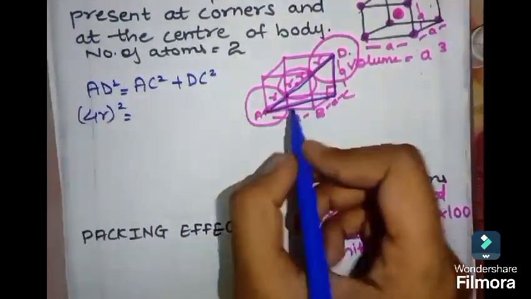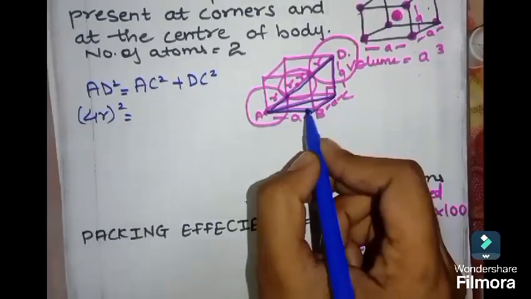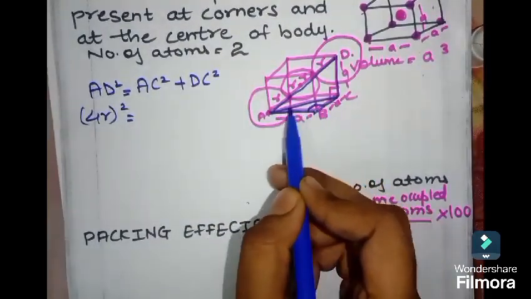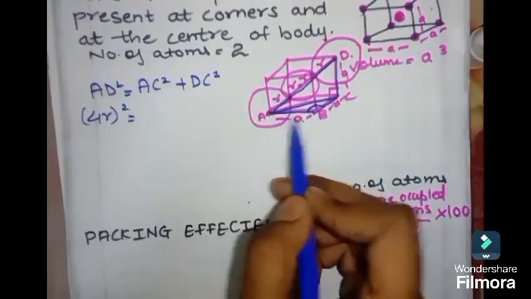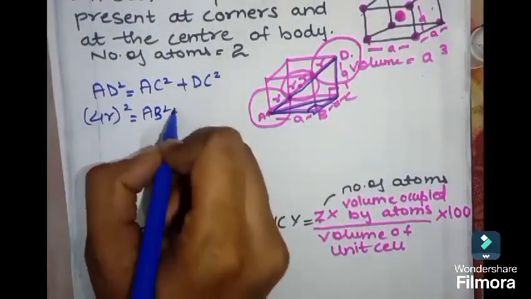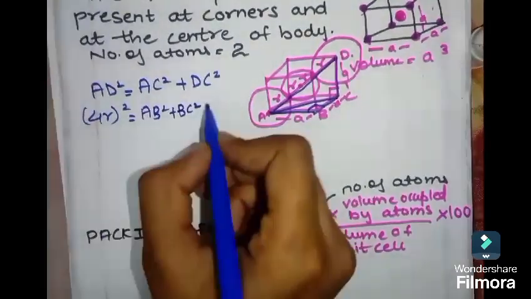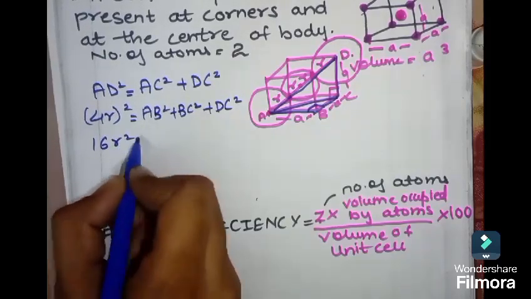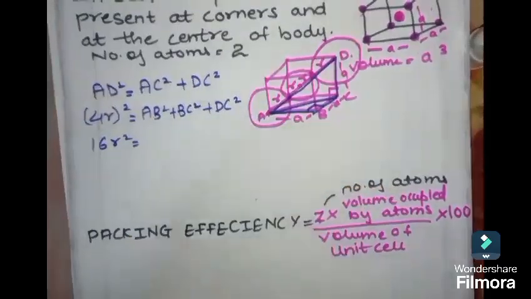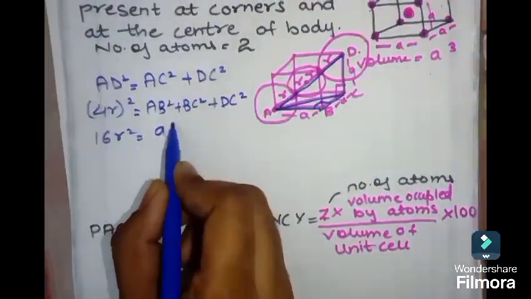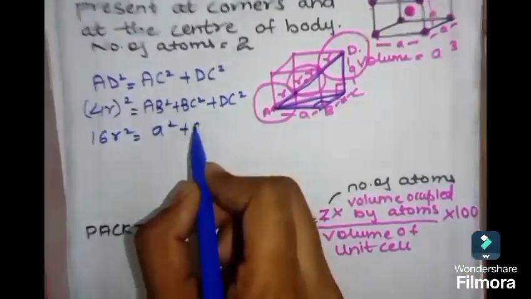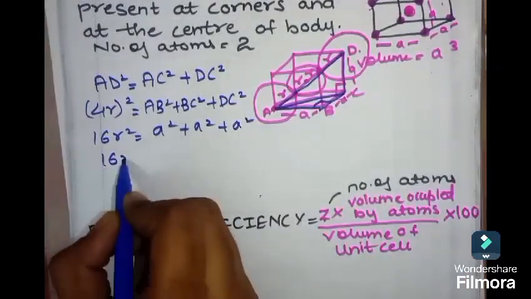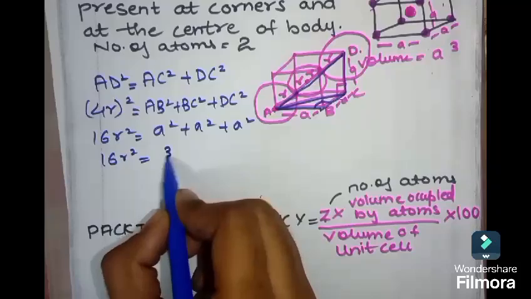And AC square, now we will consider one more triangle over here. This is also a right angle triangle ABC, and AC is the hypotenuse in this case. So the AC square will be equal to AB square plus BC square. And then the DC square is over here. So the square of 4r is 16r square. AB square, AB is nothing but A, so A square. And now we'll see BC is also A, so this is A square. And DC is also denoted as A, so A square. And now when we sum all these A square, we'll get 3A square.